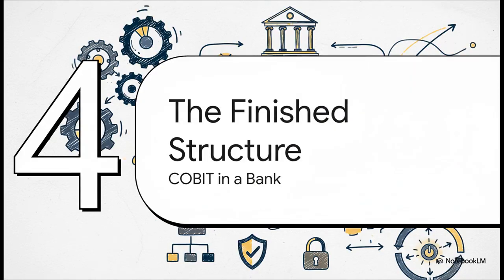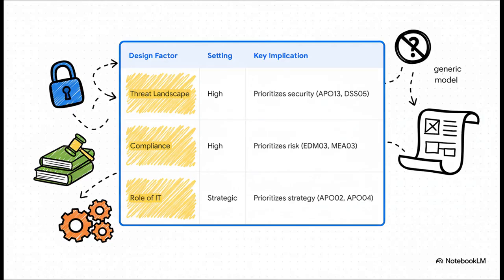Let's put it all together. What does this finished structure actually look like in our bank example? After you've gone from the generic framework through the custom design all the way to implementation, what's the end result? What you get is a governance profile that is perfectly lined up with the bank's reality. Because the threat landscape is high, security objectives get prioritized. Because compliance is a huge deal, risk and compliance objectives are front and center. And because IT is strategic to their future, well, then strategy and innovation objectives get the attention they need. The design process leads you right to this tailored result.